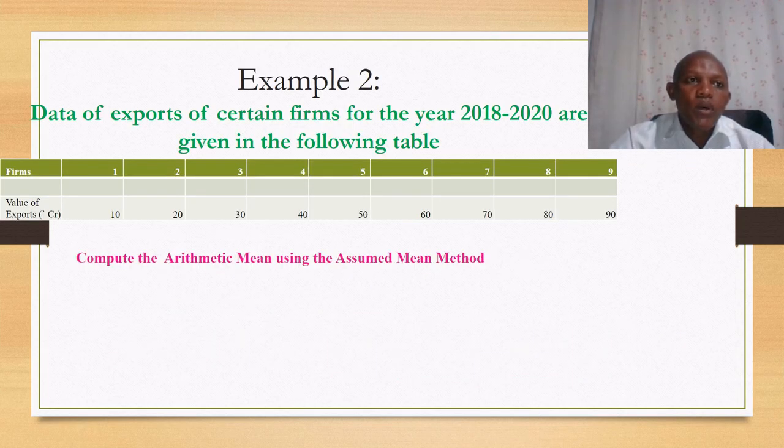Now, you have an example there, some data on exports for this year, and you want to find the arithmetic mean. This data has several firms, firm 1 up to firm 9, and you've been asked to calculate. How would you go about it?